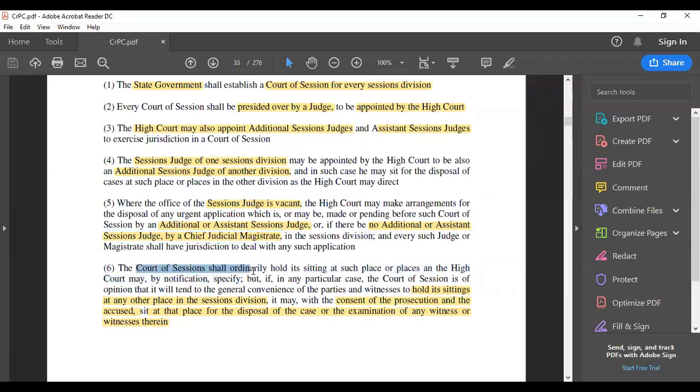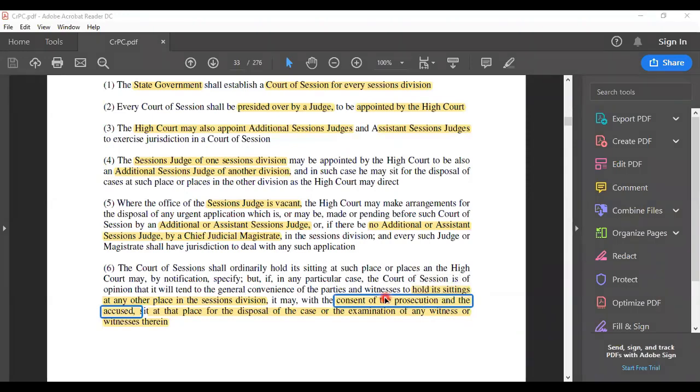It says that the court of session shall ordinarily hold its sitting at such place or places as the High Court may by notification specify, which means that court of session generally holds its sitting in the district court, what we say the civil court, district court, kachari in local language. However, if in any particular case the court of session is of the opinion that it will be convenient for the parties and the witnesses, so in few of the cases the session court can hold its sitting at any other places in the session division. However, where court of session is of the opinion that sitting is to be taken at any other place other than the session division where regularly the proceedings of the court goes on, in such cases consent of the prosecution and the accused is important here.